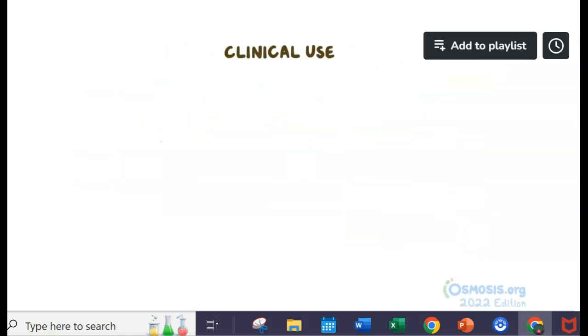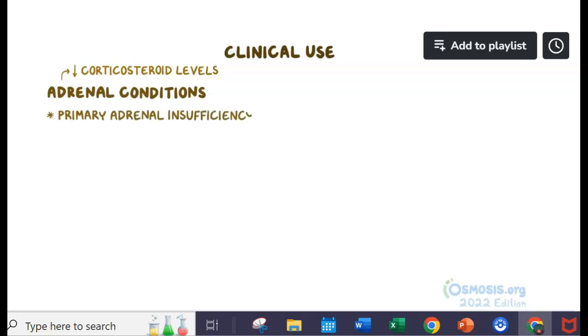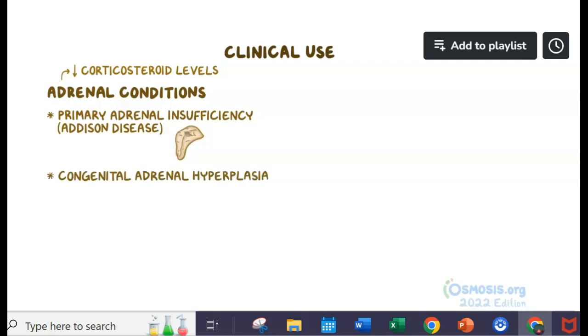Now, the clinical use of glucocorticoids can be subdivided into several groups. First, glucocorticoids are used in the treatment of adrenal conditions, which are characterized by low corticosteroid levels in the body, such as primary adrenal insufficiency, also known as Addison disease. With Addison disease, the underlying problem is due to damage of the adrenal glands themselves. Another condition is congenital adrenal hyperplasia, which is characterized by genetic defects that prevent the synthesis of specific enzymes that make cortisol.